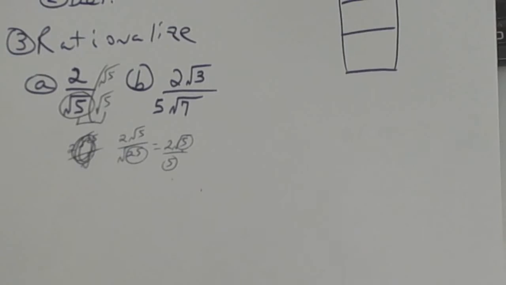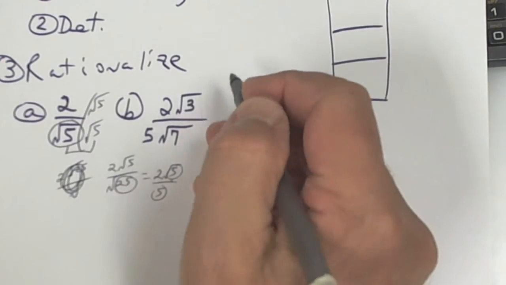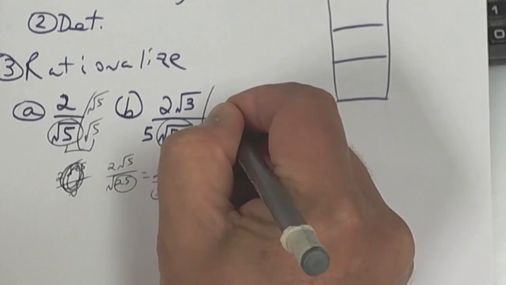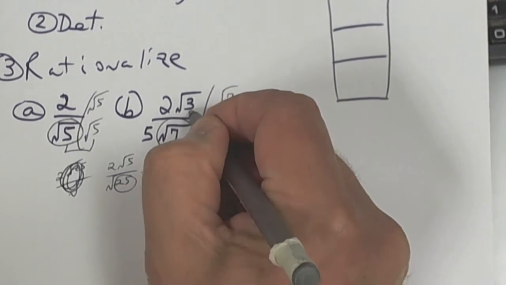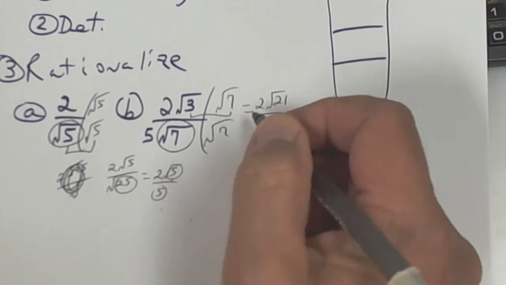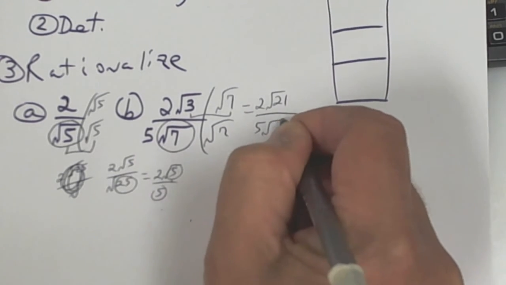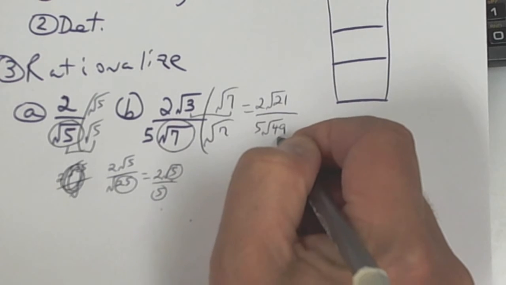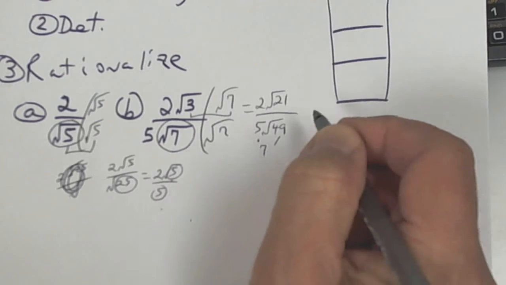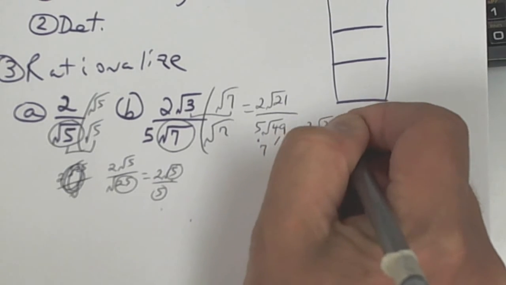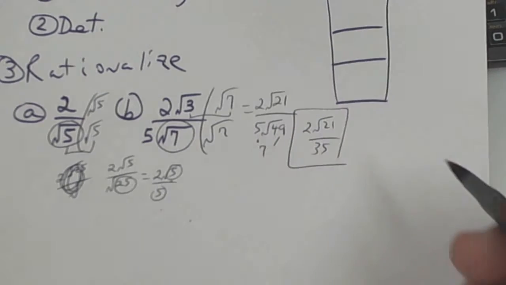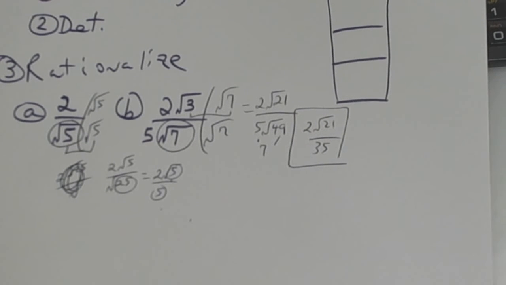Next one. On this one right here, what we're going to do is we only want to get rid of that square root of 7, so put the square root of 7 over the square root of 7, so that's going to be the square root of 21. So 2 square root of 21 over 5 square root of 49. The square root of 49 is 7, so that's going to be 5 times 7. So it's going to be 2 square root of 21 over 35. And that's how you rationalize the denominator. Make sure you know that.